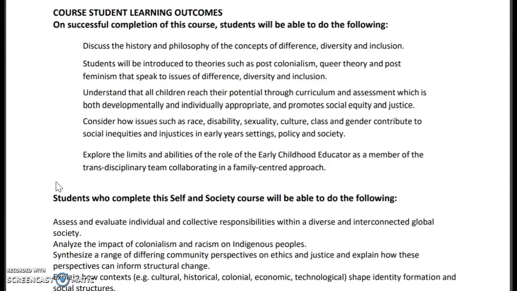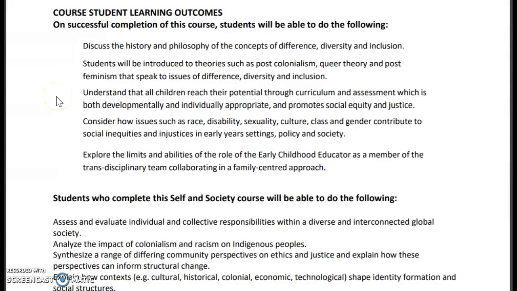So some of the learning outcomes of this course: upon successful completion of the course, students will be able to do the following: discuss the history and philosophy of the concepts of difference, diversity, and inclusion. Students will be introduced to theories such as post-colonialism, queer theory, and post-feminism that speak to issues of difference, diversity, and inclusion. So in this way, as I suggested in the last video, we won't be looking at individual problems or behaviors, but rather the structural conditions that create particular effects.